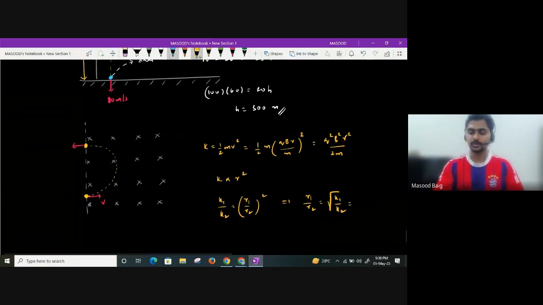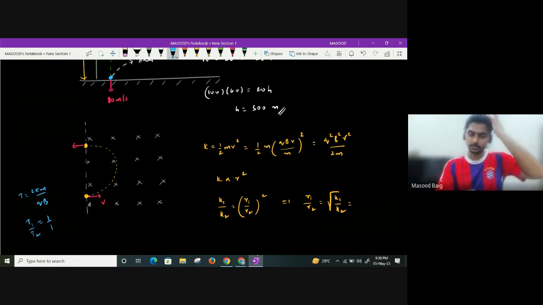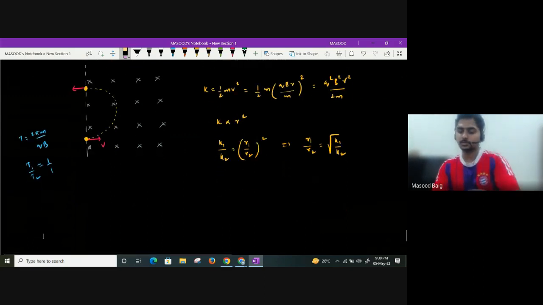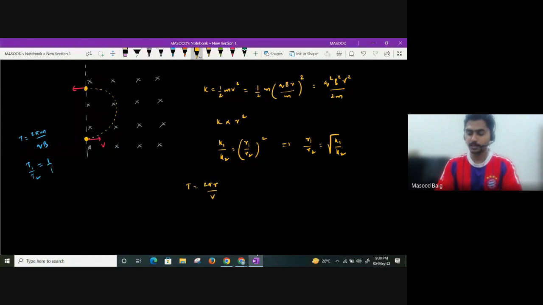Basically, the time period is given as 2 pi m by qB. Charge is the same, B is the same, m is the same, which means the ratio of time periods is independent of anything. So T1 by T2 will anyhow be 1:1, because for two protons the masses are the same and the charges are the same. Radius you may get in the ratio root over K1 by K2. But what will be the time period? Time period is given as 2 pi r by v, or directly we can write 2 pi m by qB.